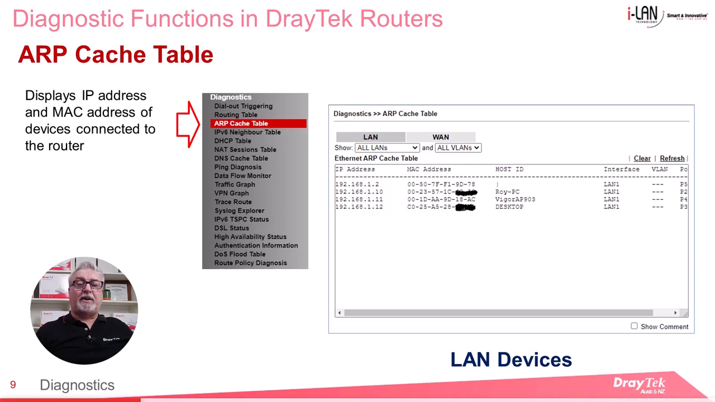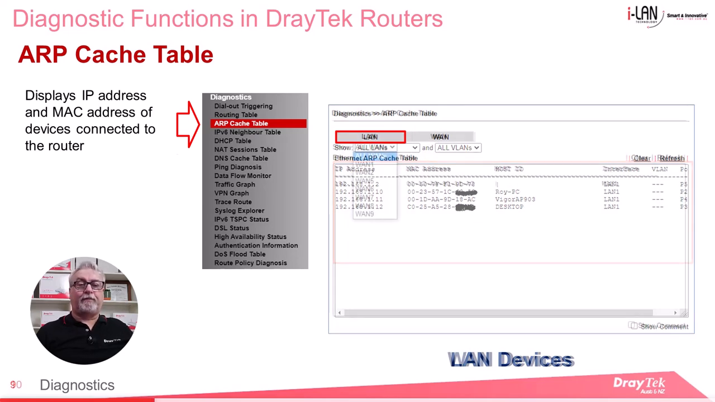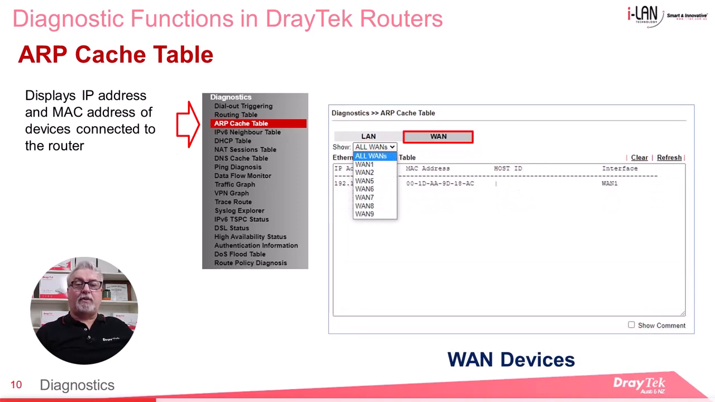Next item in the menu is ARP Cache Table. This lists all devices connected to the router and shows the IP address used and the corresponding MAC address. The ARP cache can be used when troubleshooting network issues, such as IP address conflicts, as it will show the MAC address of the device using that IP address, or to verify that devices are in the correct LAN. The host ID can also be displayed. This will help to speed up the troubleshooting process. The ARP cache table will also display the MAC addresses of any devices connected to the WAN ports in the router as shown here.